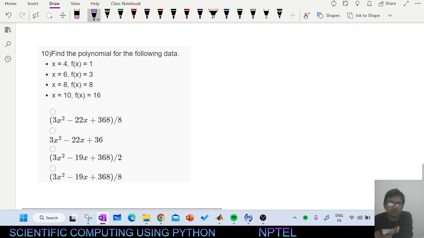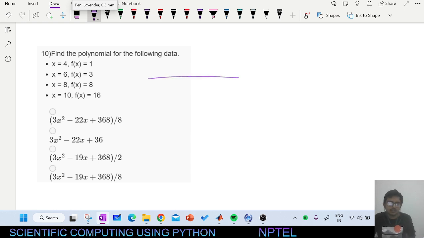Okay, last one, and I promise I won't do more because it will take another 15 minutes at least. But again, we are given some data: 4, 6, 8, 10. There is one surprise here. We have 1, 3, 8, and 16, right? And we need to find the polynomial for the data. So, a very straightforward looking question.